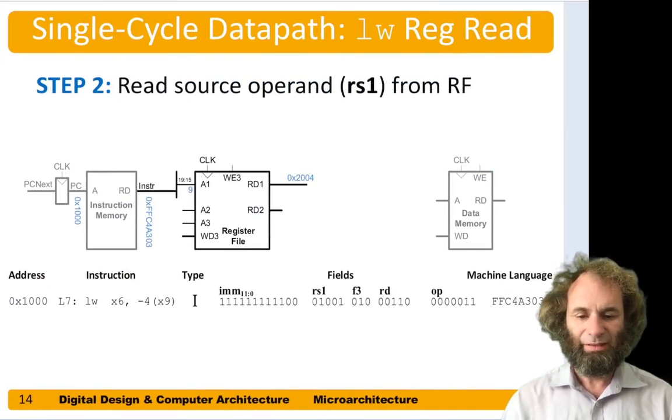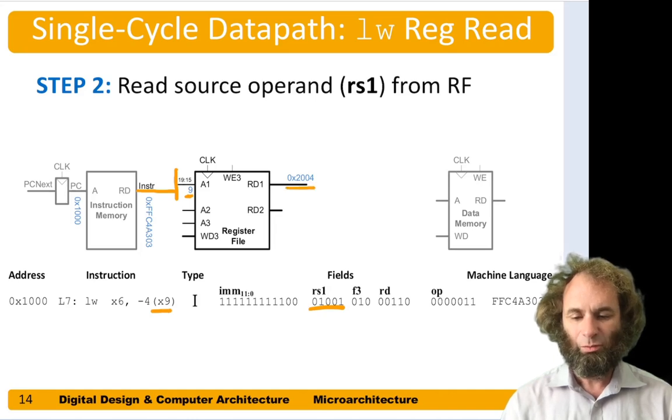Next, based on that instruction, we need to read the source registers. For load word, there's just one source register, x9. So we take that instruction field, and we'll look at the RS1 field, bits 19 through 15 of the instruction, which happen to have the value 9 because the source register was x9. We'll go into the register file, read out the value of x9, which suppose happens to be 2004.